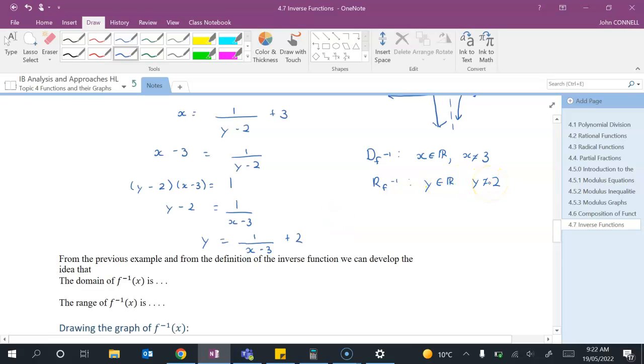So, in all cases, the domain of f inverse is the range of f, and the range of f inverse is the domain of f. This relationship always holds. Okay, we'll leave it there. There's some more exploration we will do in class, but for the moment, that's the key concept. Swap the x and y and rearrange to get it in the form y equals. And remember, just one more step in this case to write it as f inverse of x is 1 on x take 3 plus 2.